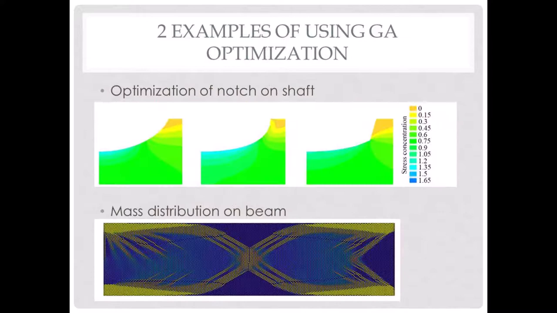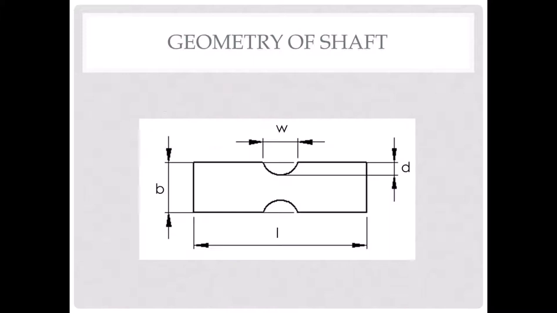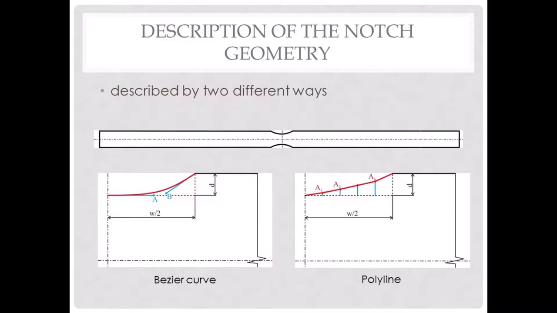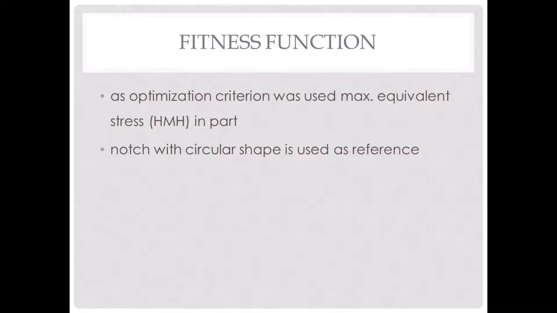And now I show two examples of using genetic algorithm optimization. One example is optimization of a notch on a shaft, and the second example is mass distribution on a beam. Let's show the first example, a notch on the shaft. Here we have some geometry of a shaft. We try to describe the geometry of the notch in two different ways. One way is a Bezier curve and the next one is a polyline. As the optimization criterion, the maximal equivalent stress in the part was used, and a notch with circular shape is used as reference.